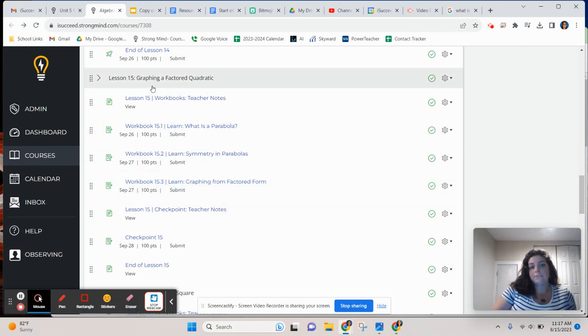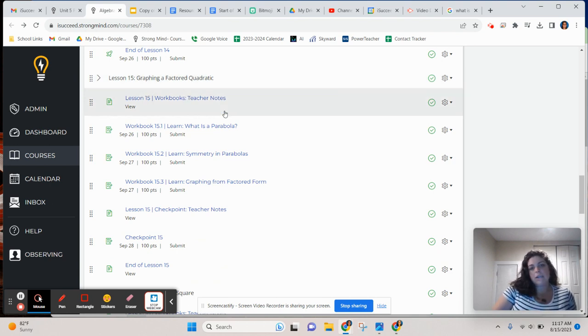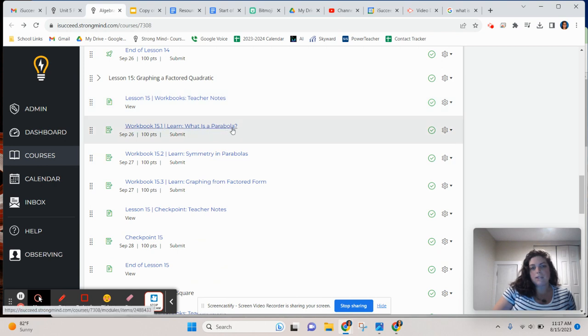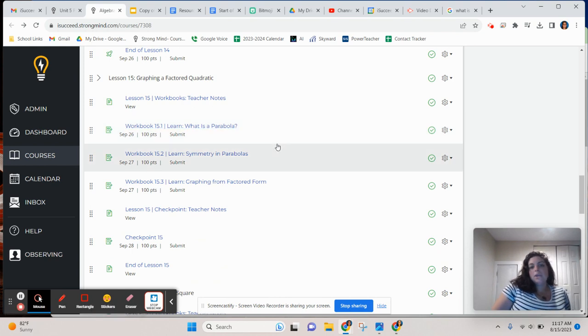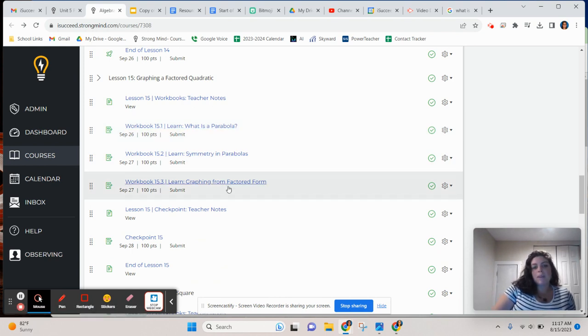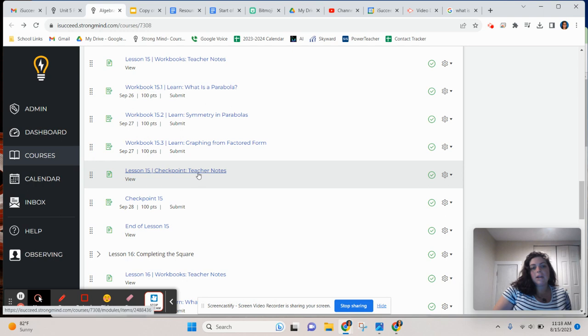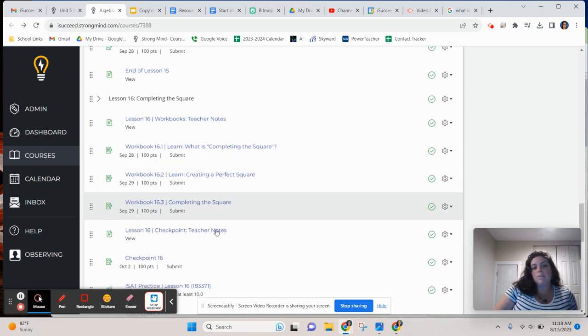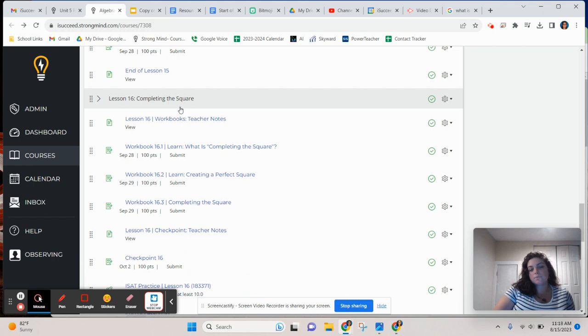Lesson 15 is graphing. Okay. When you graph a quadratic equation, it's going to look like a curve. So a parabola is a nice U shape. So making sure that you are looking at some of those characteristics, looking for symmetry, and then there's different forms of graphing that equation. There's factored form, vertex form. This one's just looking at factored. So those are our main key points here. So 3 workbooks, a checkpoint, and then 16 is completing the square.